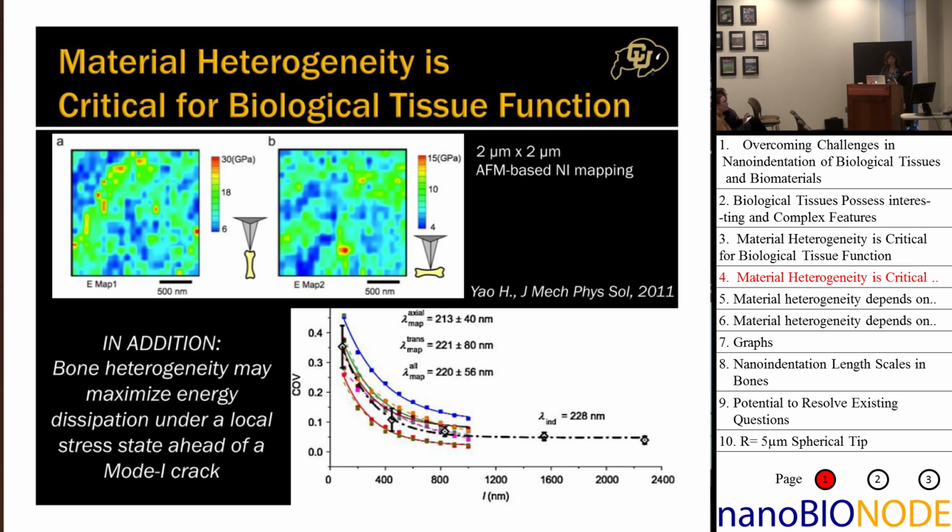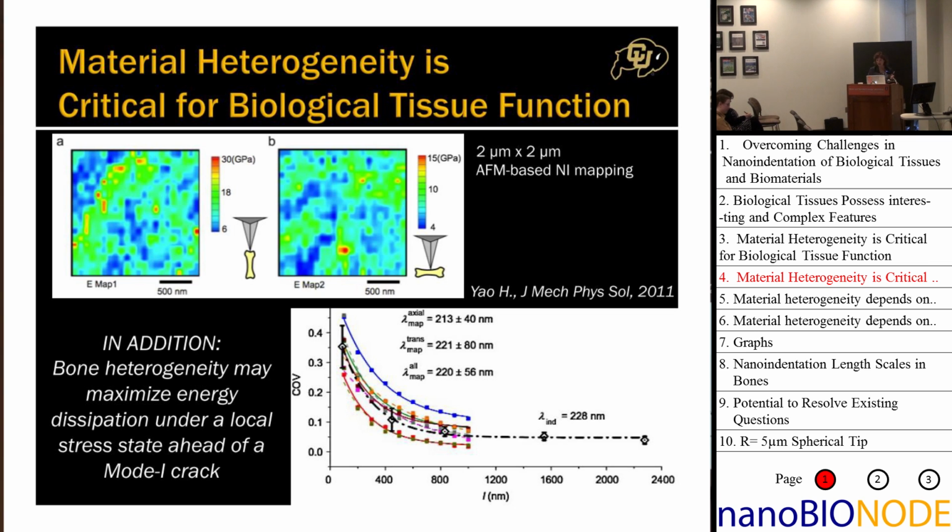What they showed in addition to this, because they also did some fracture toughness testing, which isn't really the purpose of this talk, but why is the heterogeneity there? Well, in bone, it's because it probably maximizes energy dissipation, where you get a high stress state in advance of a propagating crack. So in other words, heterogeneity stops crack propagation, it stops damage in bone. So that's really important.